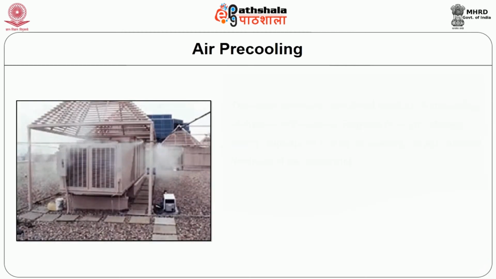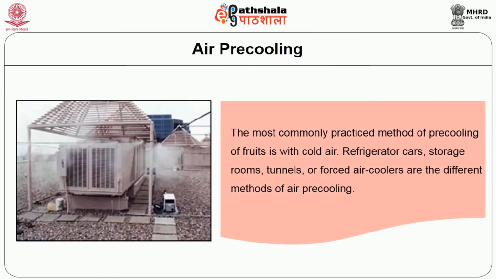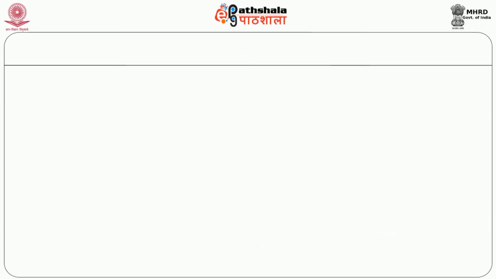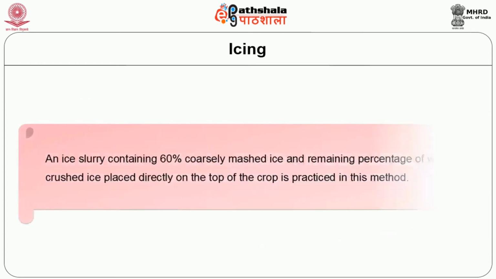The first one being the air pre-cooling, which is the most commonly practiced method of pre-cooling of fruits. It's with cold air. Refrigerator cars, storage rooms, tunnels or forced air coolers are the different methods of air pre-cooling. Next important method is icing, where an ice slurry containing 60% of coarsely mashed ice and remaining percentage of water or crushed ice, is placed directly on the top of the crop, and in this method it is practiced.